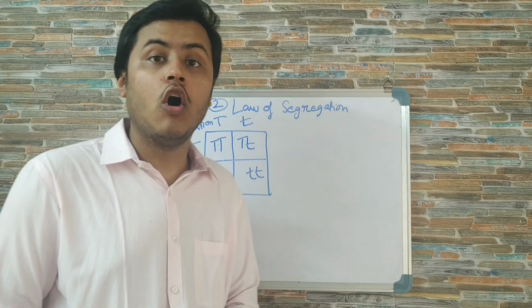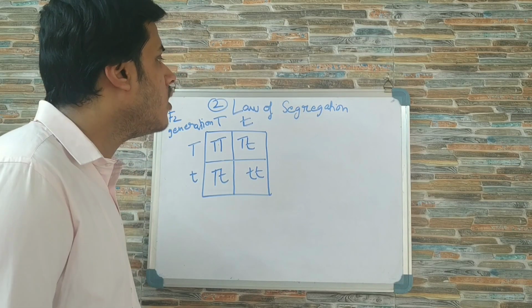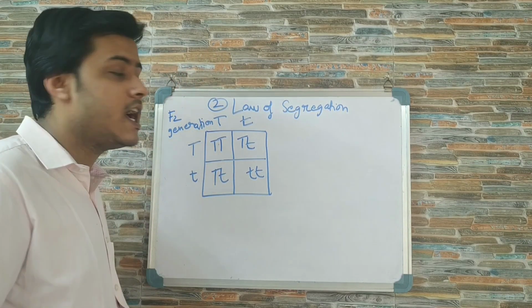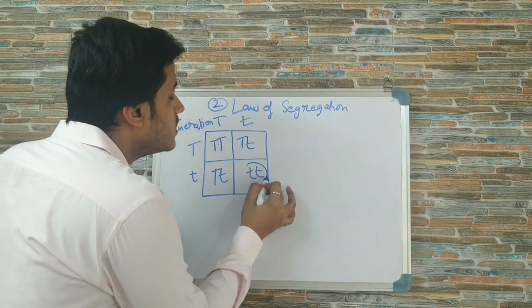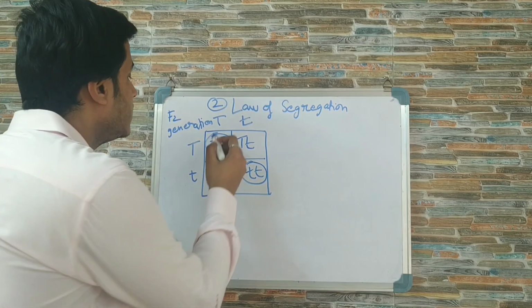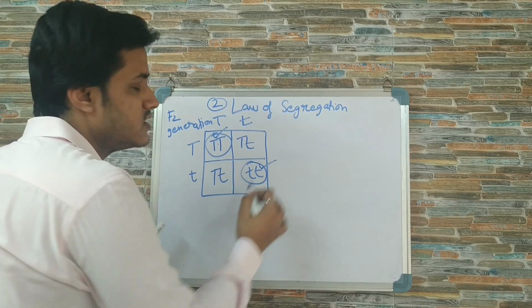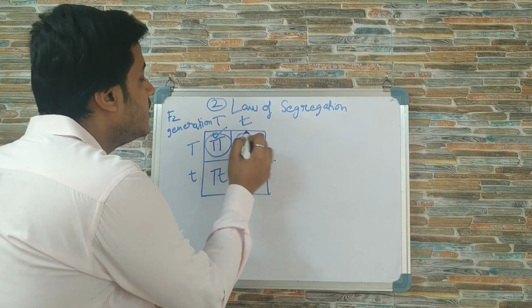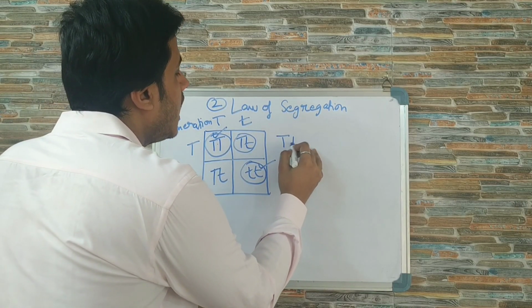Next is law of segregation. Now for law of segregation, if you remember the Punnett square again, you will realize that there were small t and capital T, which was dominant, and this was the recessive parent obviously, and yes, there were hybrids which were tall.